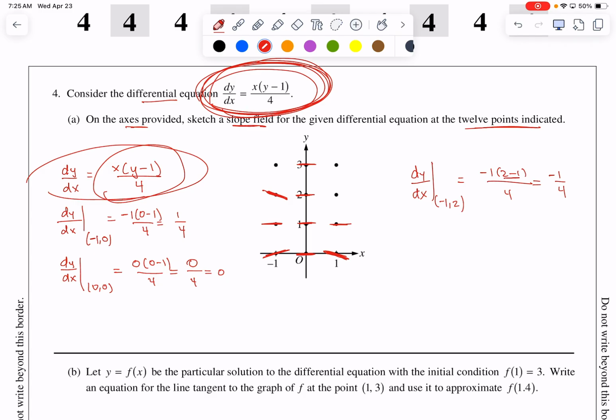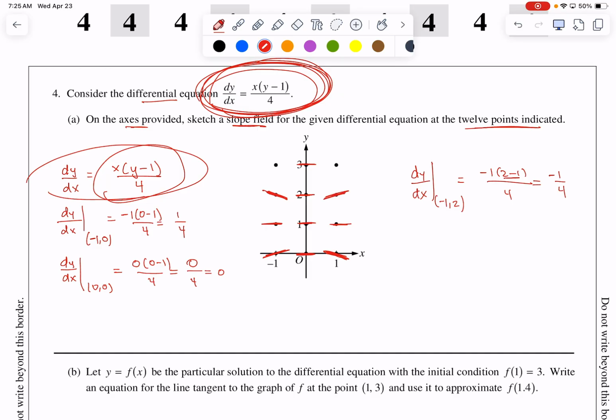What do you think is going to happen over at 1, 2? I bet it's positive 1/4. Let's check it. Just don't assume, just check it. And you can do it in your head. 1, 2. Put a 1 in. Put a 2 in. That'll be 1 times 1. Yep, 1/4. That's going to be 1/4.